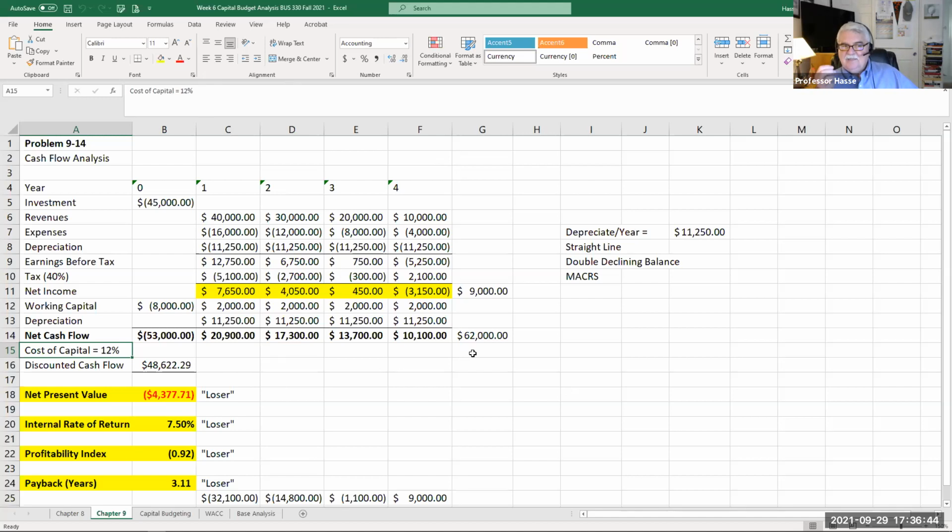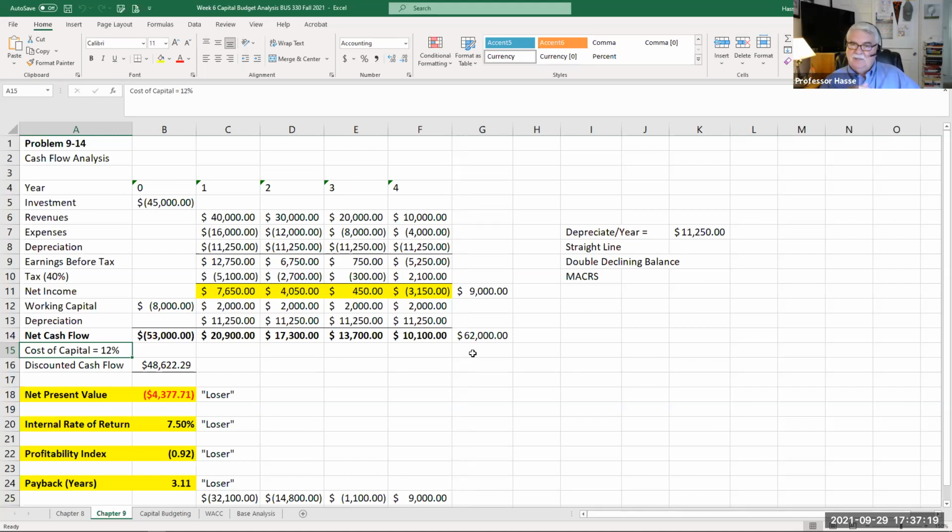And then we calculated the return analysis in dollars. Loser. We calculated the return in a percentage. Loser. We calculated the ratio in profitability. Loser. And we calculated the payback. Loser. In other words, the return in this problem did not meet the expectations of the project cash flow that it was planning on generating. Back to the drawing board.